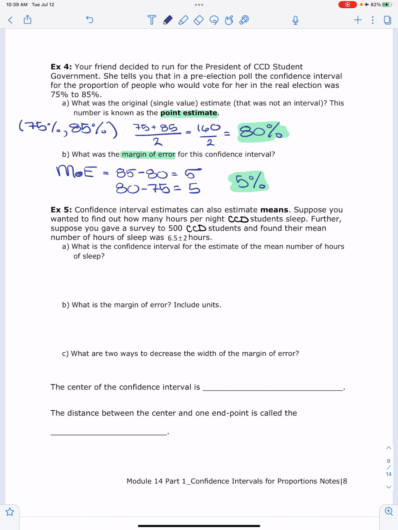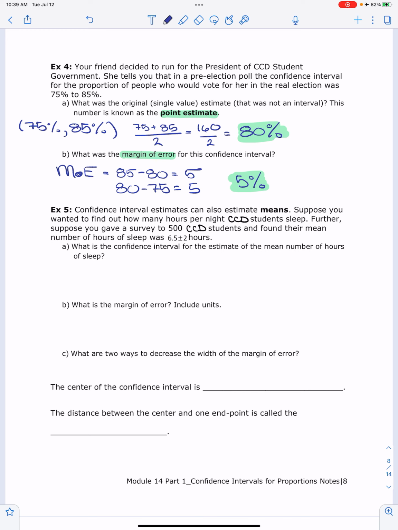14.1 focuses on proportions, but as long as we are talking about this, we're going to look at example 5 and apply this to means. Kind of give you a preview of what we are going to do in Mod 14 Part 2. We want to find out how many hours per night CCD students sleep. Further, suppose you gave a survey to 500 CCD students and found their mean number of hours of sleep was 6.5 plus or minus 2 hours.